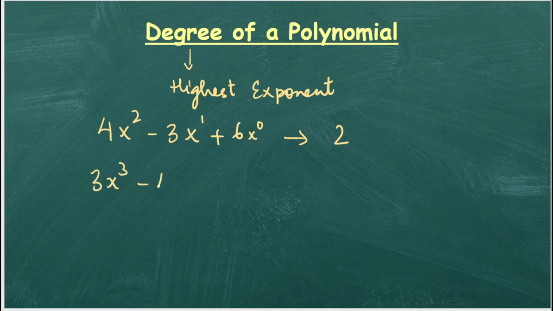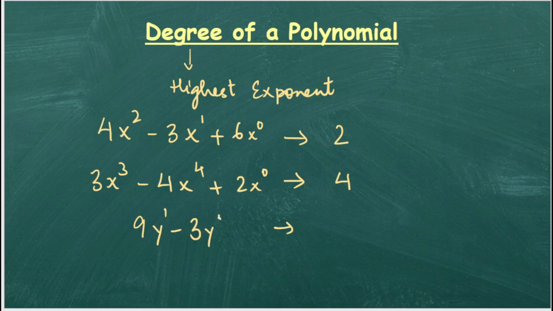3x cube minus 4x to the 4 plus 2. What is the degree of this polynomial? The exponent of x is 3 over here, here it is 4, and here it is 0. So the degree is 4. 9y minus 3. What is the degree of this polynomial? y to the exponent 1 and here y to the exponent of 0. So the degree of this is 1. So look at the variable and find the exponents, and then the highest exponent becomes the degree of that polynomial.